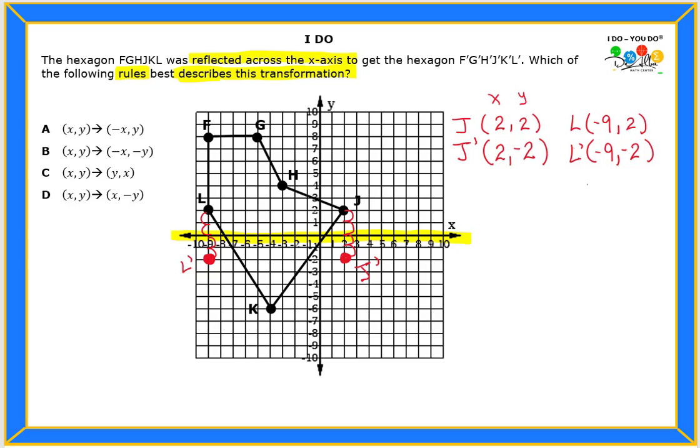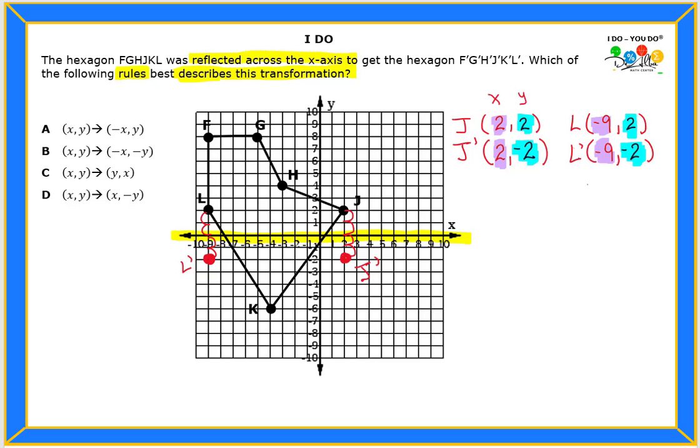So I don't know if you can see what's happening here, but if you notice, the x coordinate stays the same, right? What happened to the y coordinate? Well, take a look at the first one. It was a positive 2, and it actually changed to a negative 2, right? What about on L and L prime? It was a positive 2, and it changed to a negative 2. So the question here is, are they all going to be negatives? Or what's the deal?